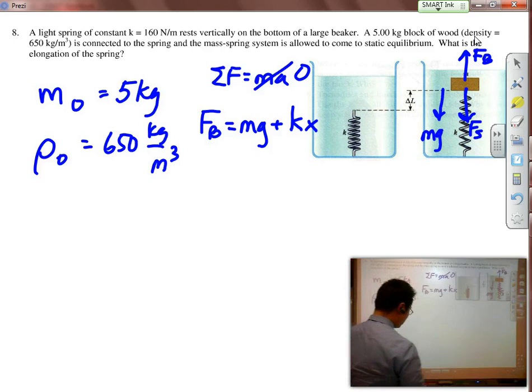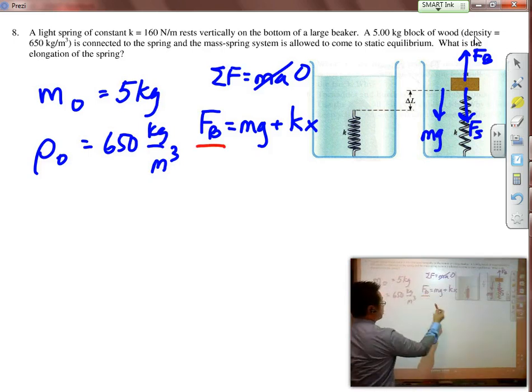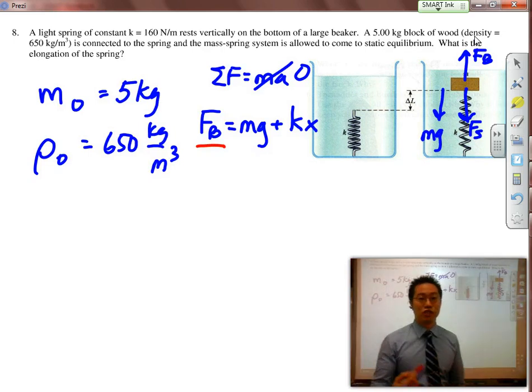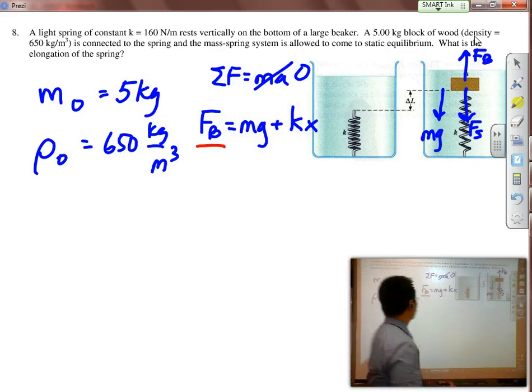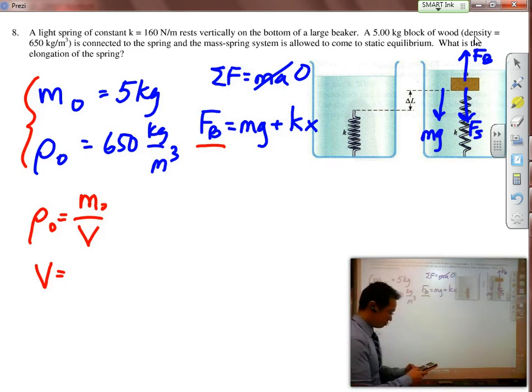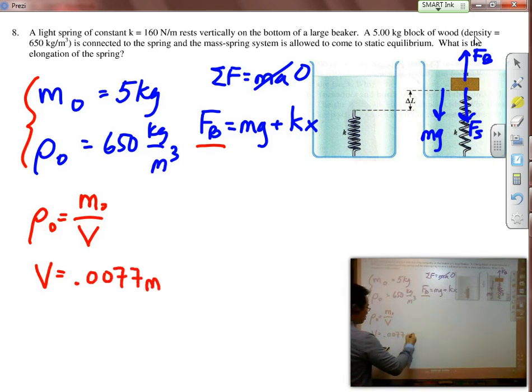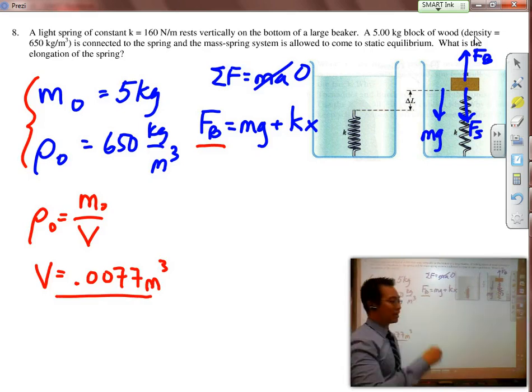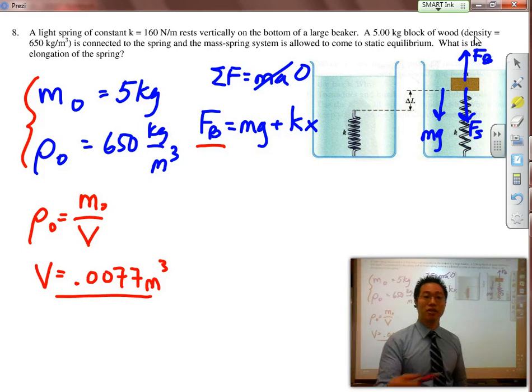Now, the problem is we are going to have a little bit of trouble solving for FB because we know FB is equal to rho Vg. We don't know the volume of the object. However, we do have the mass and the density, and knowing that density is equal to mass over volume, volume would simply be mass divided by density. So 5 divided by 650 gives us 0.0077 meters cubed. Okay, so now we know the volume of the object, which happens to be exactly the same as the volume displaced because it is completely submerged.